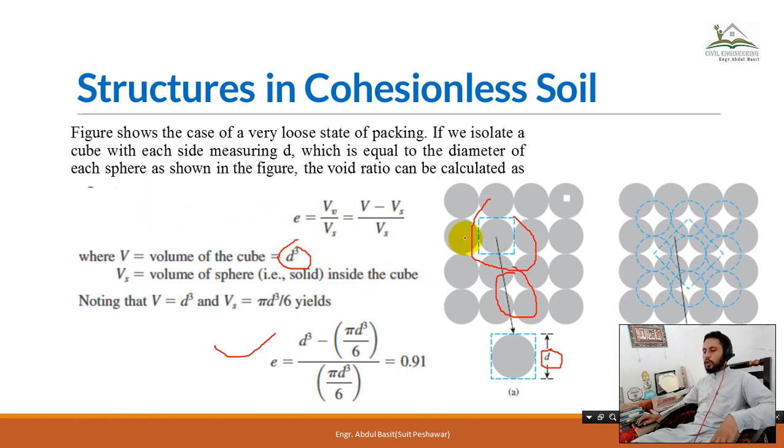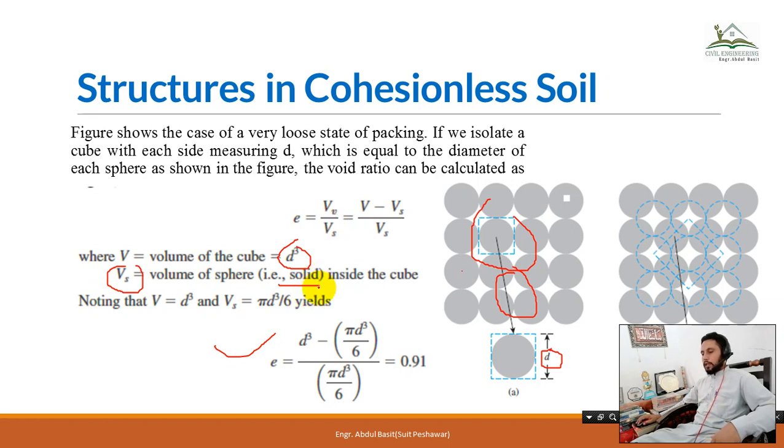A cube will have a volume equal to length multiplied by height multiplied by width. So if the length, width and height are all equal to d, then d multiplied by d multiplied by d will be equal to d cube. Volume of sphere actually refers to the volume of the solid part. Because you can see this is a particle, so the volume of the particle is the solid part of the soil sample. So you can also say that Vs refers to volume of sphere or volume of solids. Both of them are the same.